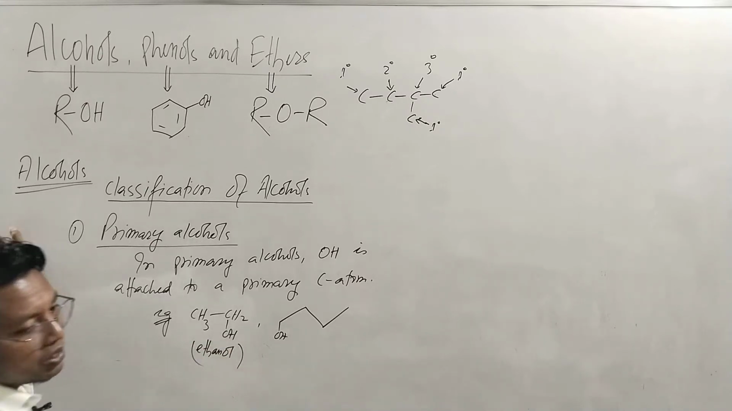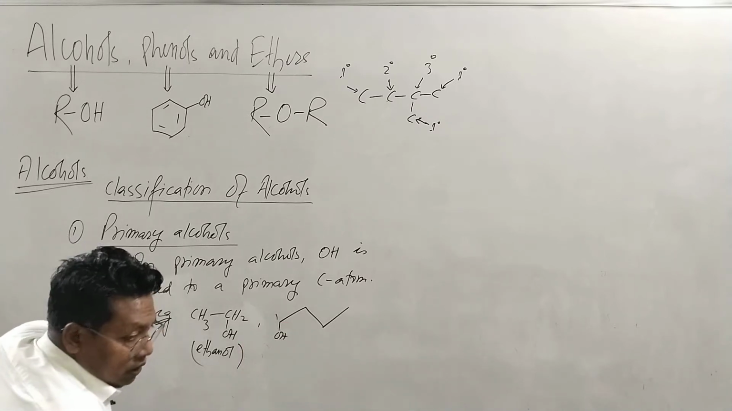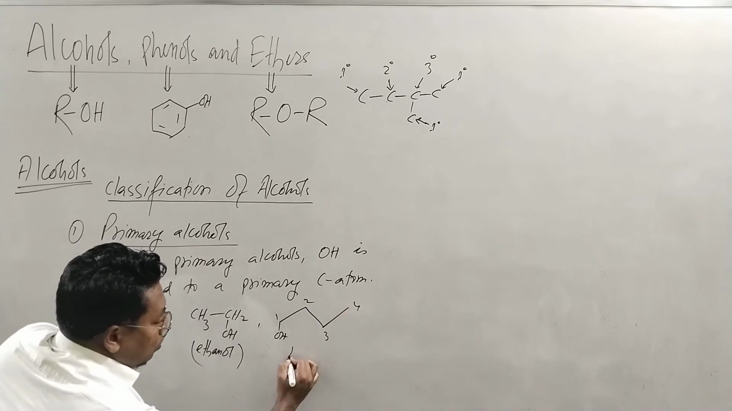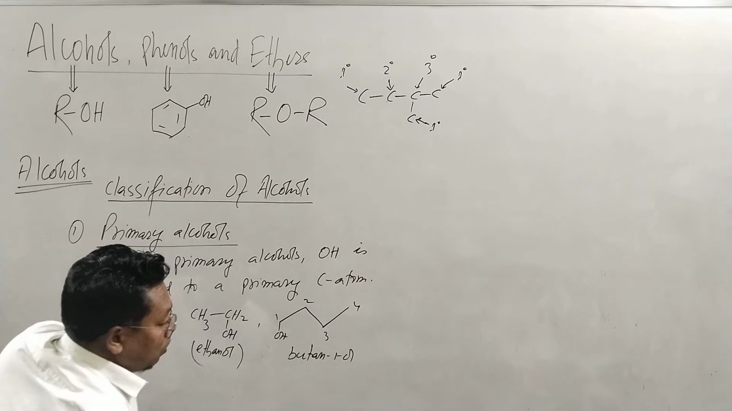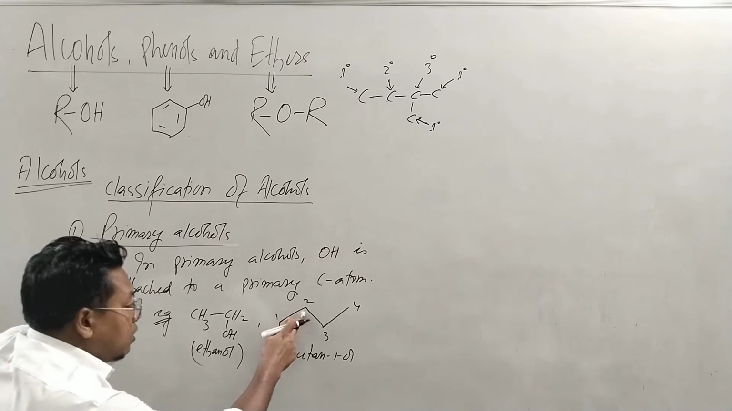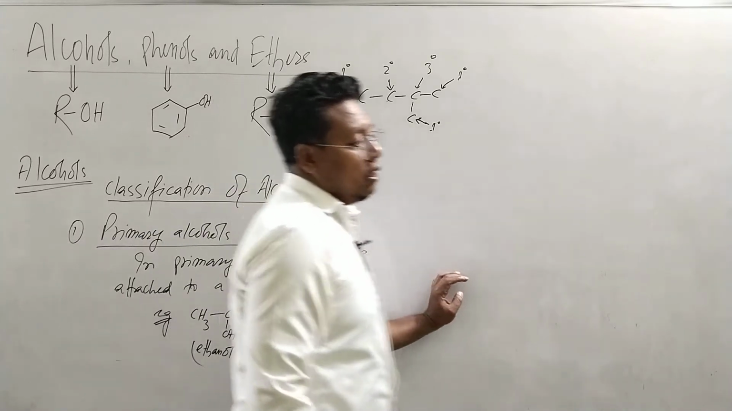What is the IUPAC name of this compound? This carbon atom where OH is attached is numbered as 1, 2, 3, 4. So this is butane 1-ol, not butanol. This is butane 1-ol. You must mention 1 because OH can be attached here also. Okay, this is about primary alcohols.